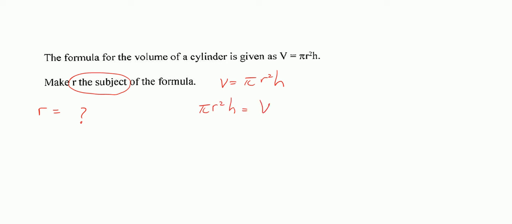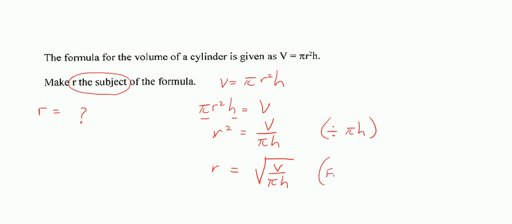I want my r on the left hand side. Then I need to get rid of pi and get rid of the h. In order to do that, we must divide both sides of the equation by pi h. So what I've done here is divide both sides of my equation by pi h. The next thing we have r squared here. So if you want to get r, what we need to do is find the square root on both sides. So this will be r squared is equal to v over pi h, right? So we find square roots on both sides.